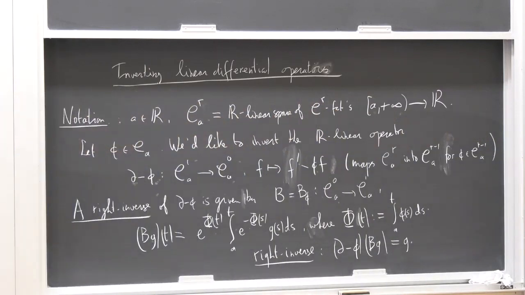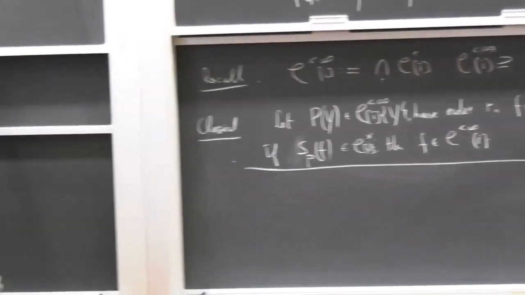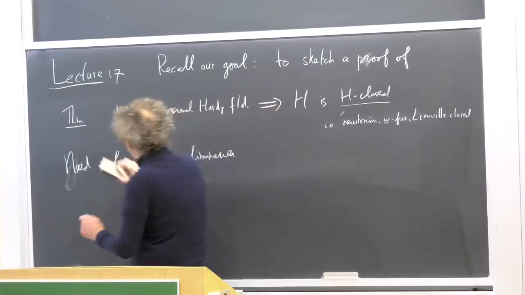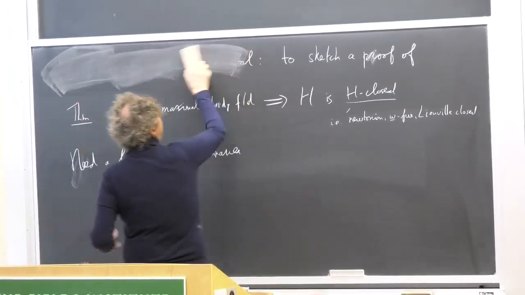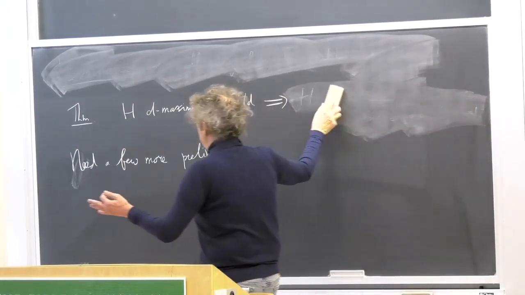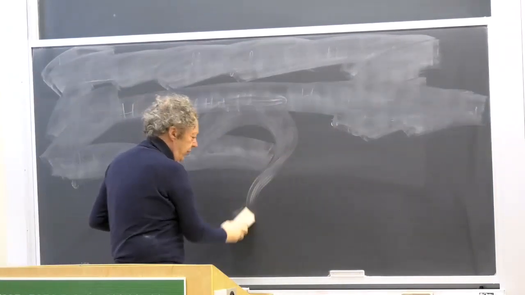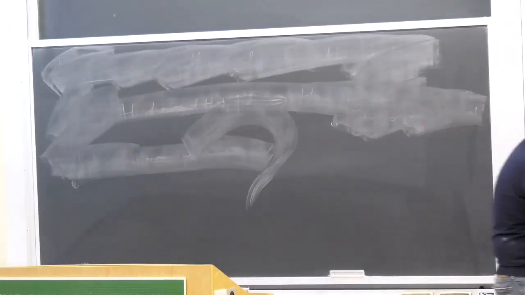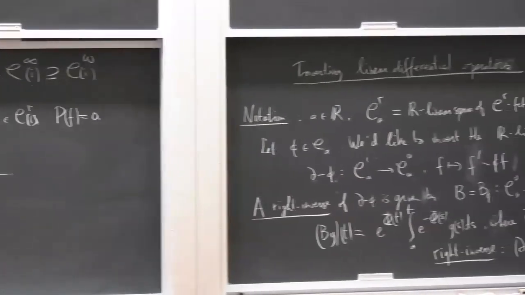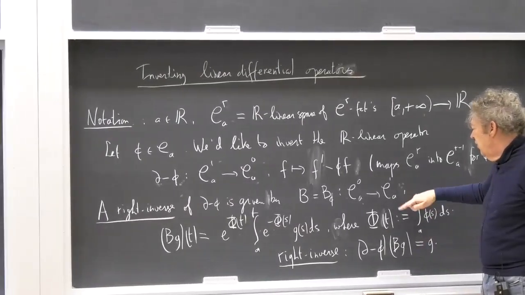Now, this operator B has sometimes good properties, but not always. In fact, this is not the only right inverse, but of course it's certainly linear. It's again an R linear map, but we want more.